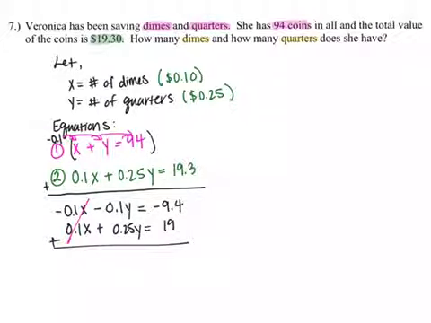Negative 0.1 y plus 0.25, let's see what that would be. So if we add those two coefficients up, we get 0.15 y, negative 9.4 plus 19. So negative 9.4 plus 19 gives me 9.6. And it's okay that we're working in decimal form for this problem because we're handling money. A lot of the word systems of equations problems, you can use decimals because typically you use systems of equations when you're handling money.